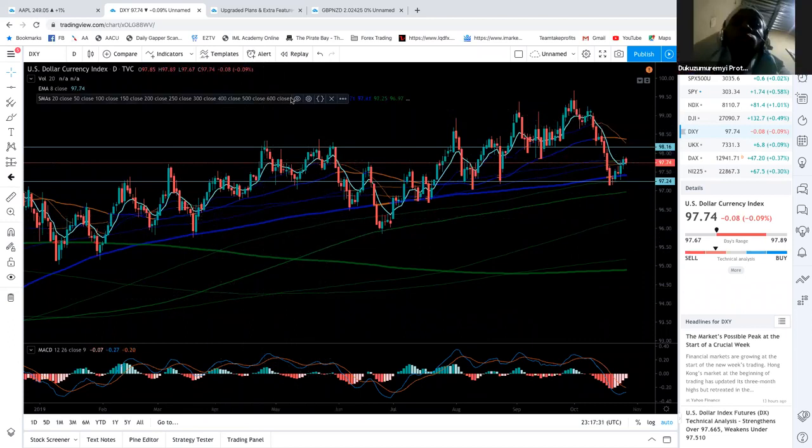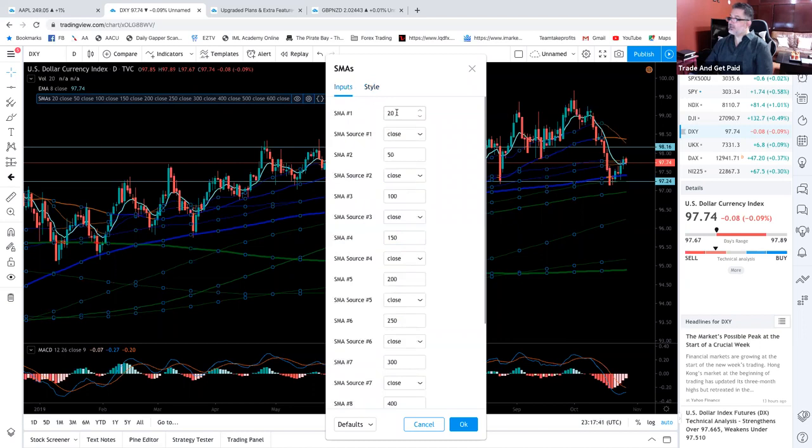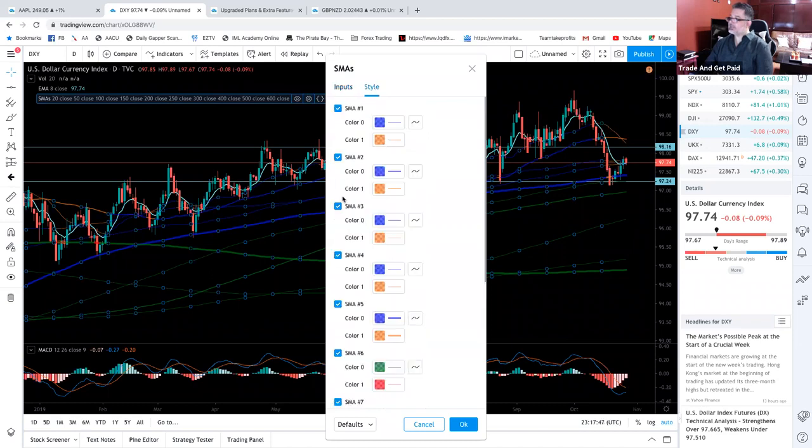So again, you click on the little settings button right here. The input tells you which one they are. This is the 20 and the 50. We're gonna keep the 20 and the 50. We're gonna get rid of all the other ones, okay? Go back to style and just basically unclick these and you can see how they start disappearing.